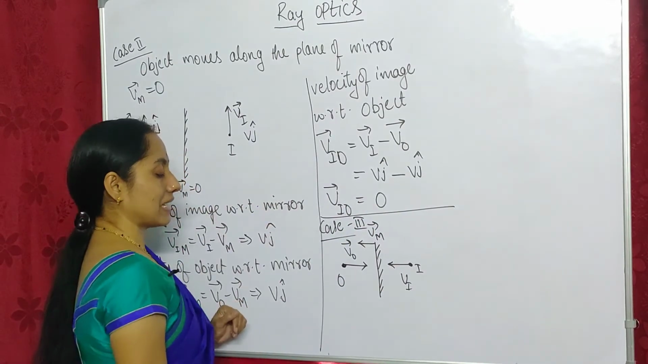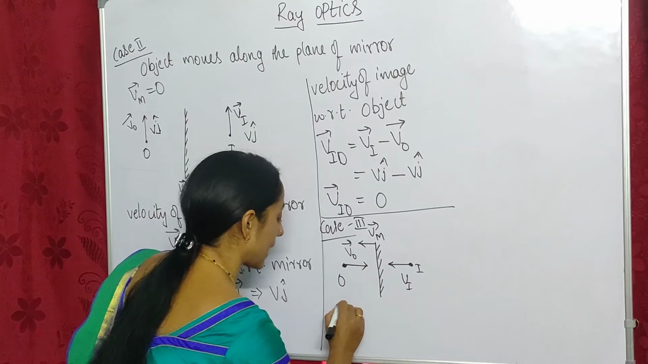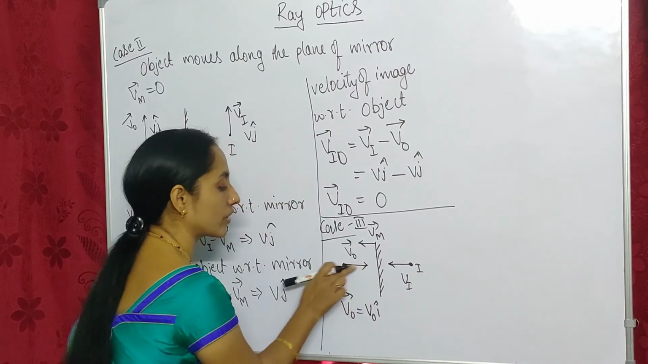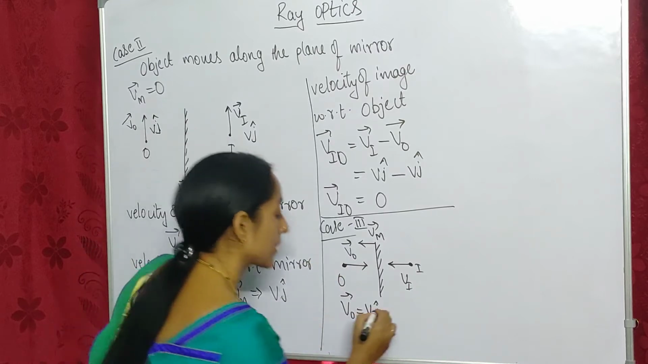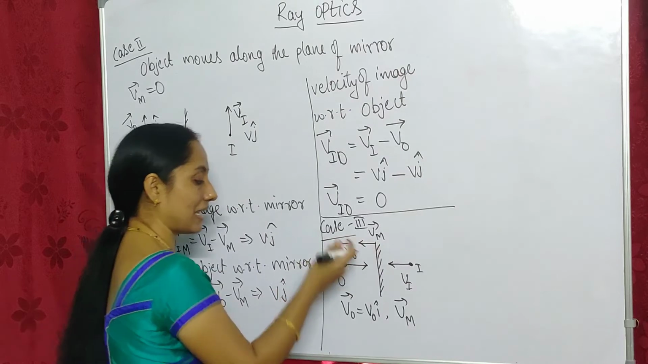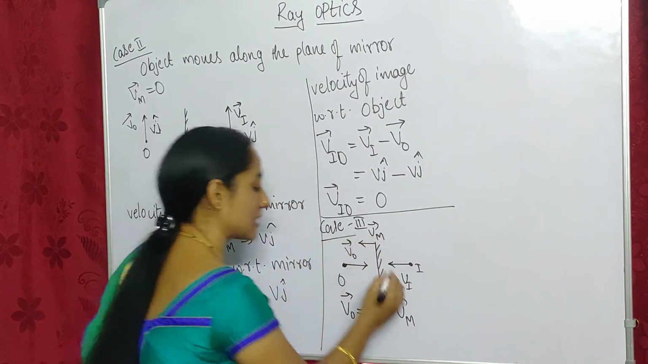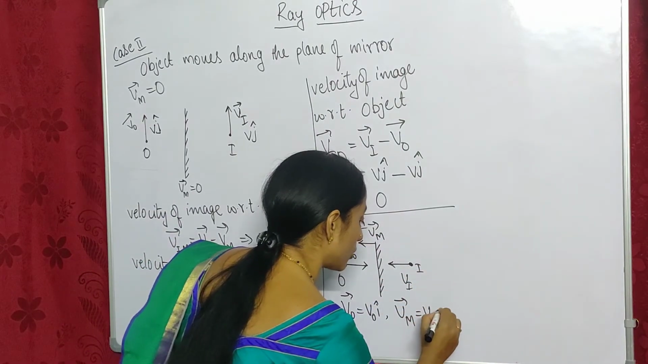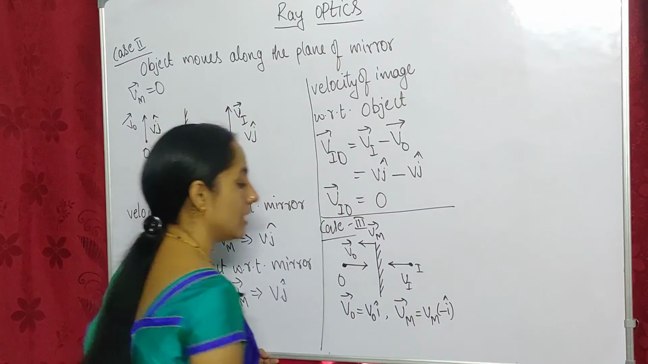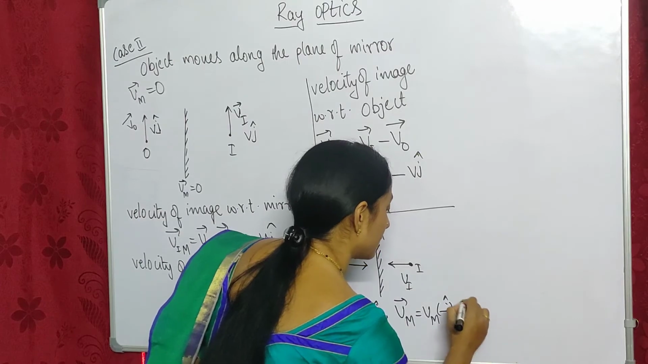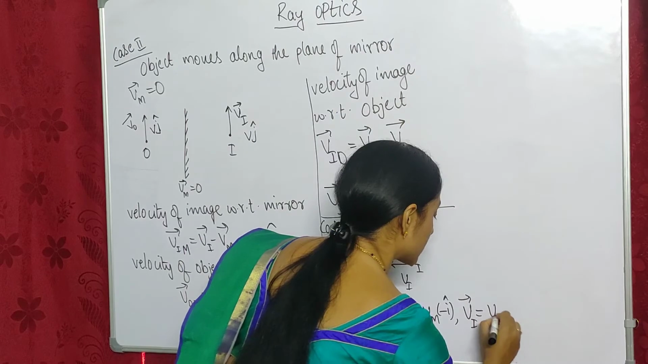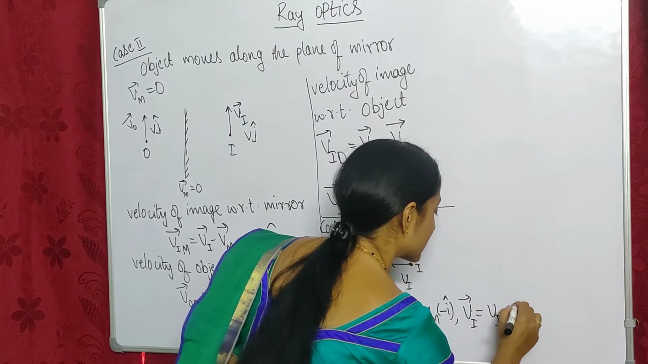So when we write like this, what is Vo bar? Vo bar is Vo i cap, as it is moving along the positive x direction. Next, what is Vm bar? Vm bar is along the negative x direction, so it is Vm into minus i cap. Similarly, what is Vi bar? Vi bar is also along the negative x direction, so it is Vi into minus i cap.